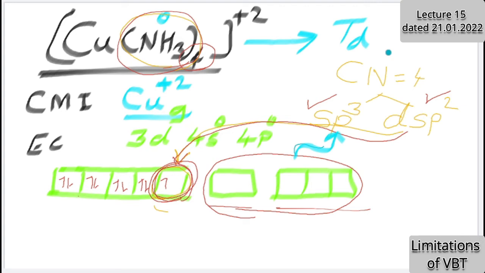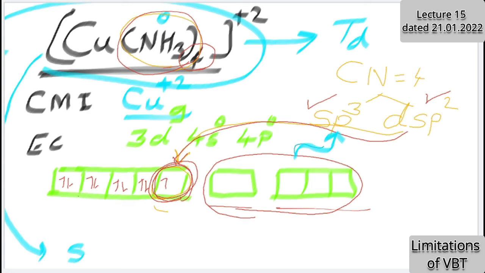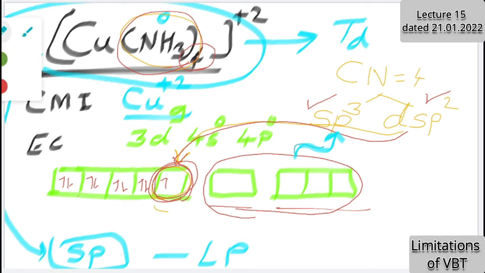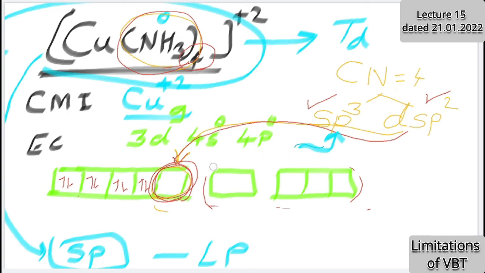But what is the reality? In reality, this complex was found to be square planar. So a problem came in front of Linus Pauling: how to describe that? For the description, he said that the metal ion undergoes rearrangement. I repeat, practically this complex was found to be square planar, which was very difficult for valence bond theory to describe as per its usual concepts and its basis.